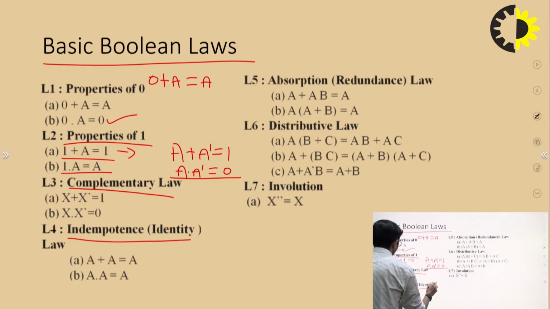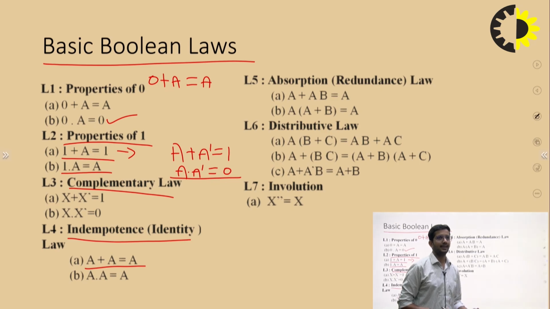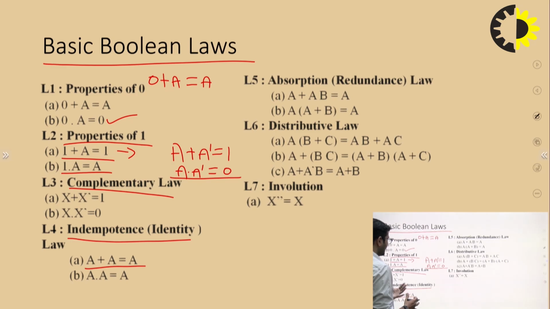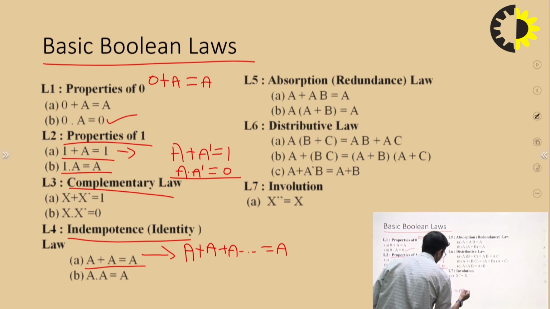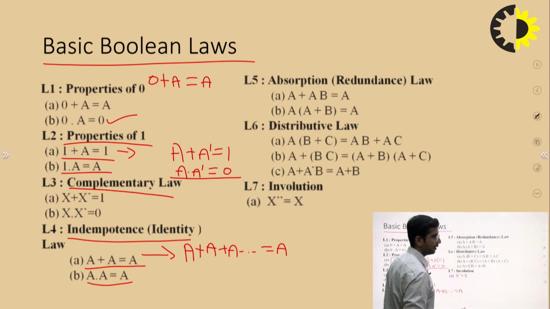Next property, identity property, that means a plus a is always equal to a, not 2a. So in binary numbers or in binary Boolean algebra, if we add the same digit multiple times, like 10 times, 20 times, etc., it will equal only a single time, like a plus a plus a plus a is always equal to a only. And a multiplied by a is also equal to a only.